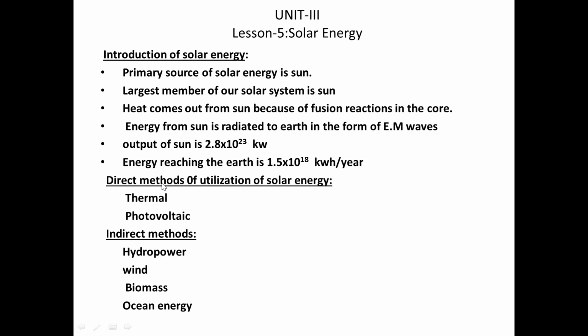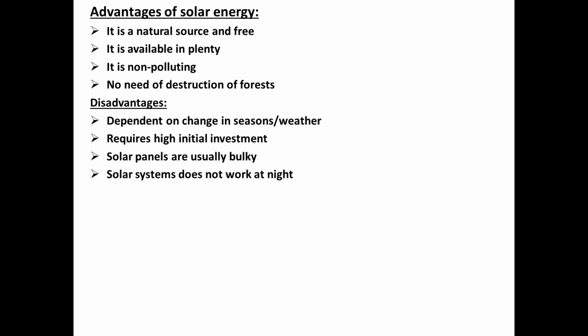And there are indirect methods. In the indirect methods, we convert the solar energy into different forms. Here we cannot extract the sun's heat directly, so we convert it into other forms. These are called indirect methods, and they are hydropower, wind, biomass, and ocean energy. These are all the indirect methods of utilization of solar energy.